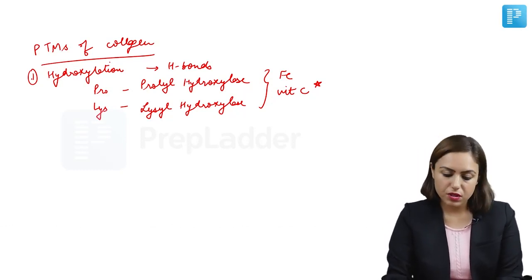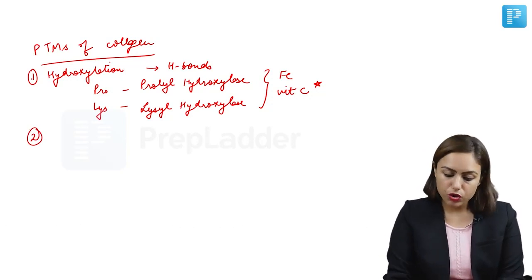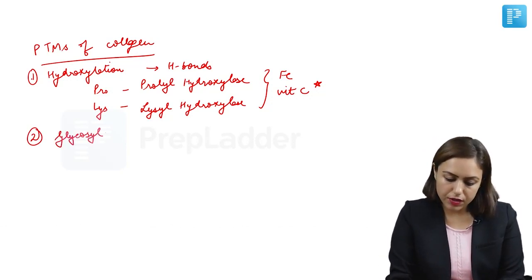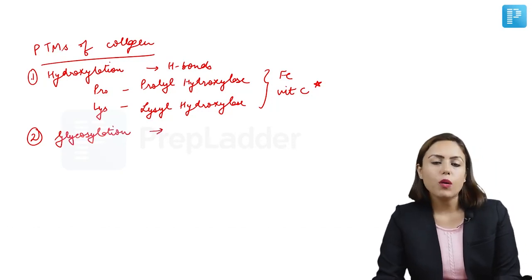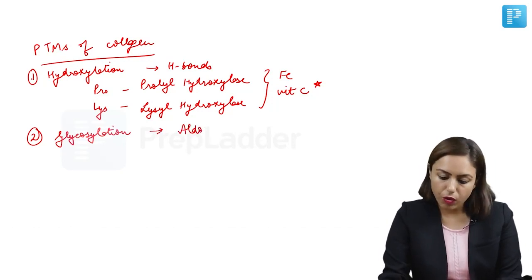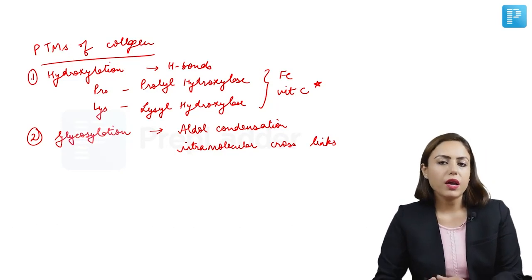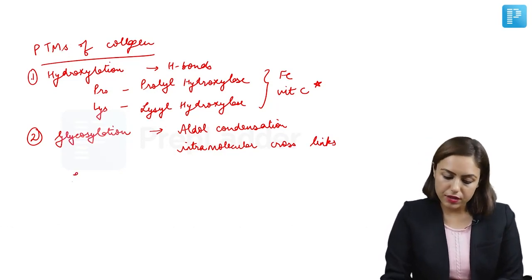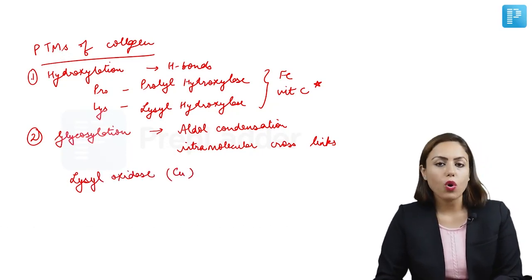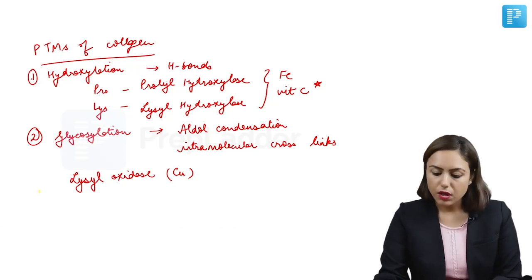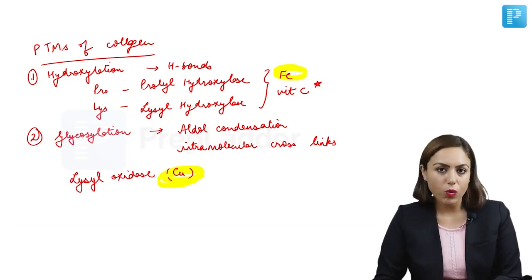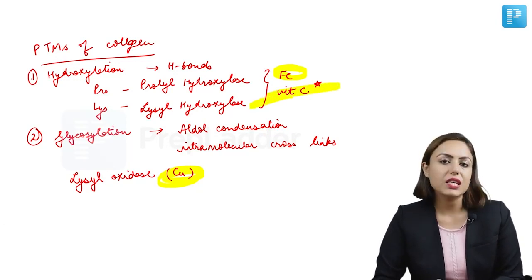Therefore, this leads to bleeding gums. Now, the second PTM of collagen is glycosylation, that is adding carbohydrate. When this carbohydrate is added, the bond which is formed is aldol condensation, which is intramolecular crosslinks in collagen. Again, they give strength to the molecule. And the enzyme responsible here is lysyl oxidase, which requires copper, right? So in collagen, iron and copper, these 2 minerals are required, and 1 vitamin, that is vitamin C, is required.